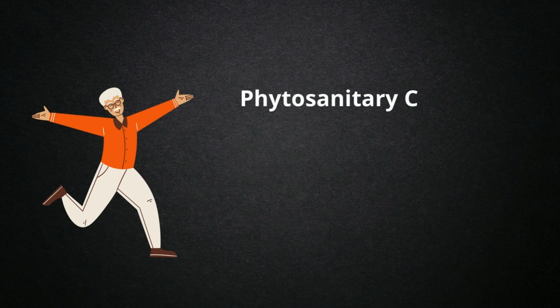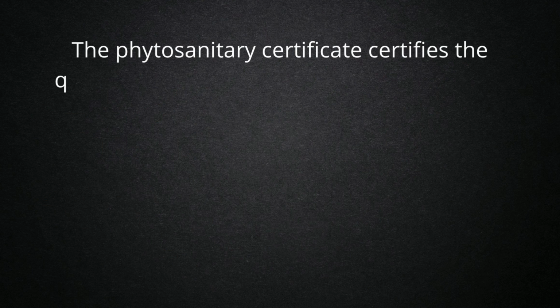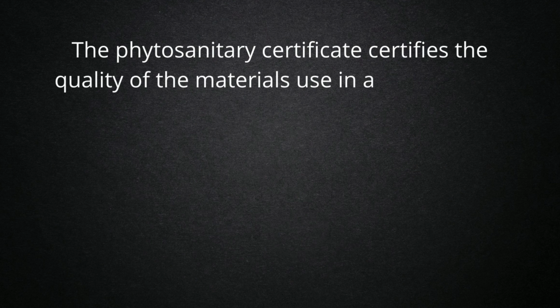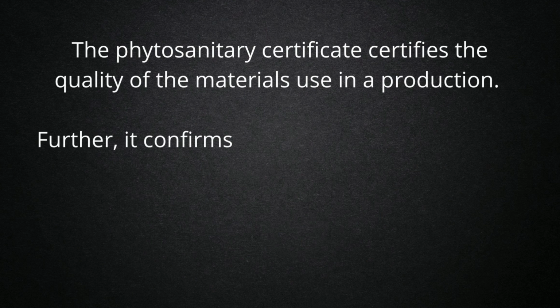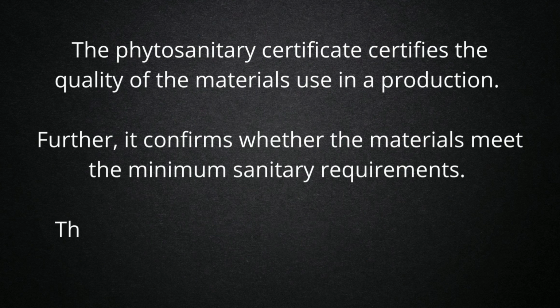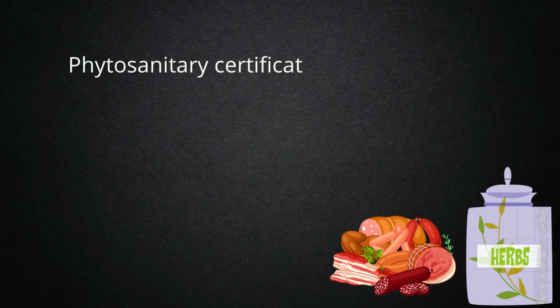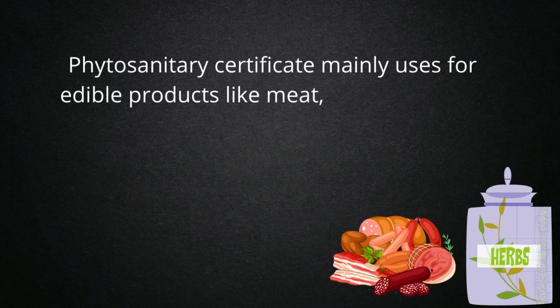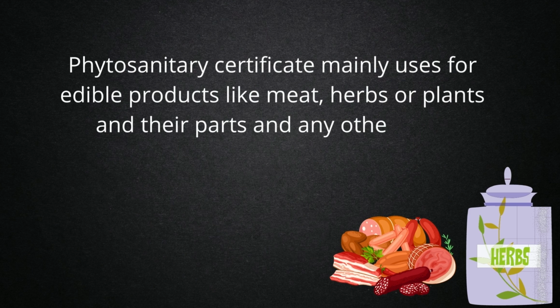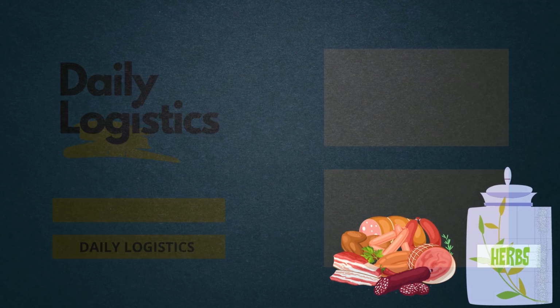At last, we will learn about the Phytosanitary certificate. The Phytosanitary certificate certifies the quality of the materials used in a production. Further, it confirms whether the materials meet the minimum sanitary requirements. Only government-authorized agents can issue the certificate. The Phytosanitary certificate is mainly used for edible products like meat, herbs or plants and their parts and any other food recognized to have the certificate during the sale.